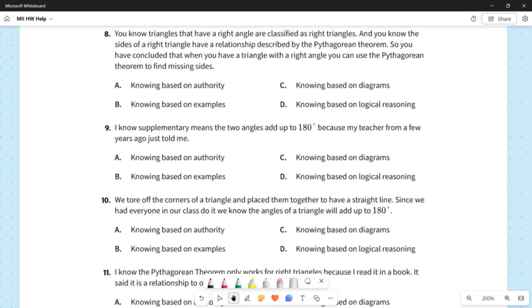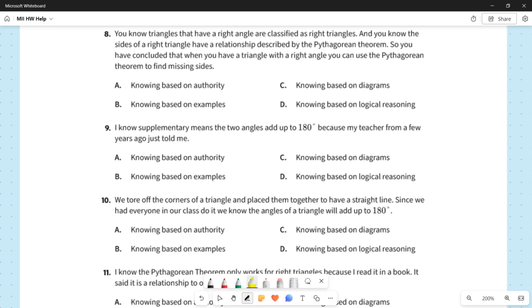Question 8. 8 says, you know triangles that have a right angle are classified as right triangles. And you know the sides of a right triangle have a relationship described by the Pythagorean theorem. So you have concluded that when you have a triangle with a right angle, you can use the Pythagorean theorem to find missing sides. All right. So again, is that authority, examples, diagrams, or logical reasoning?